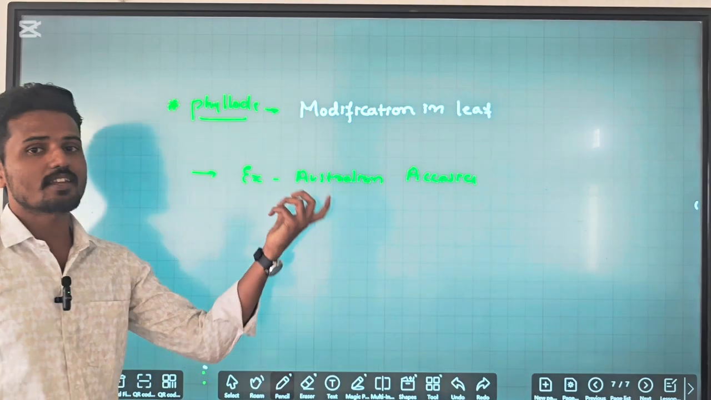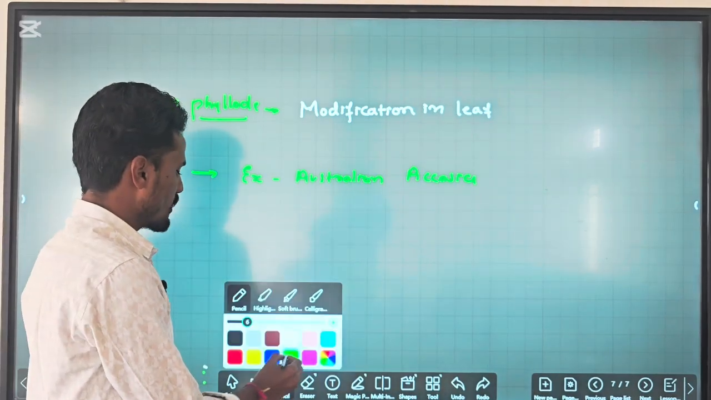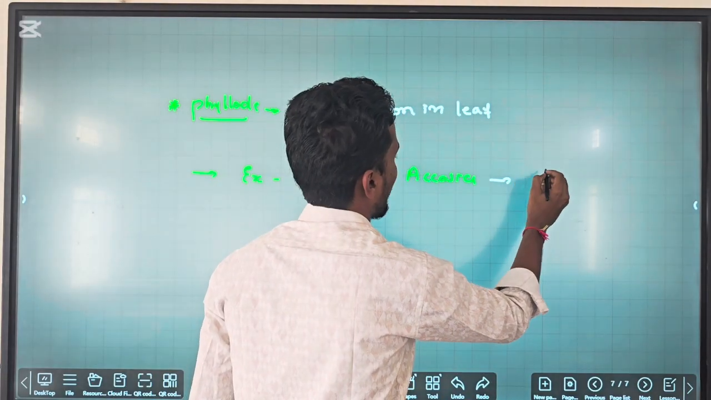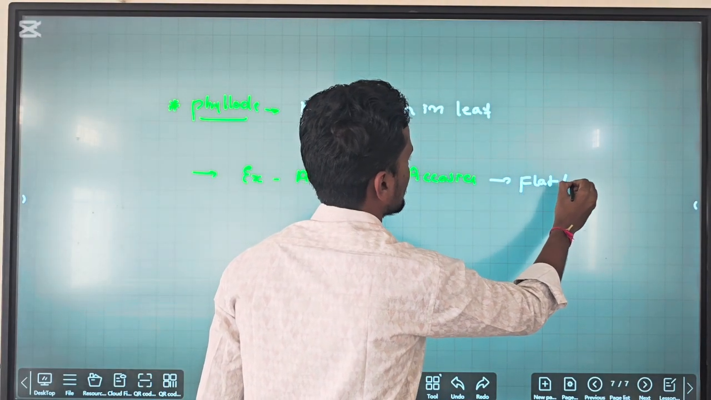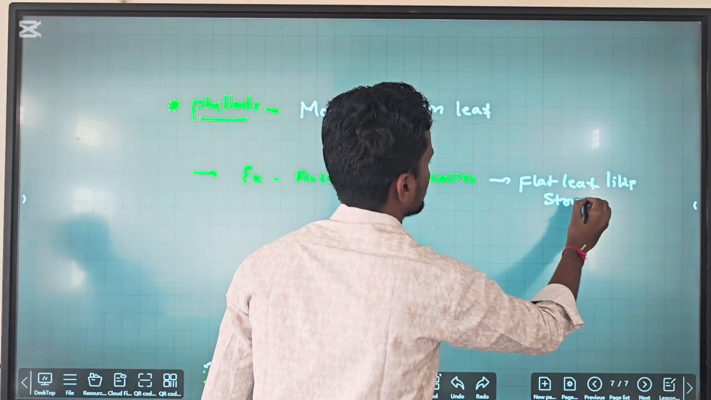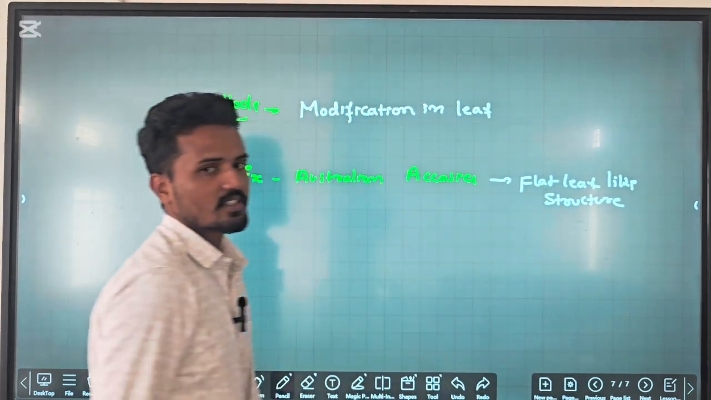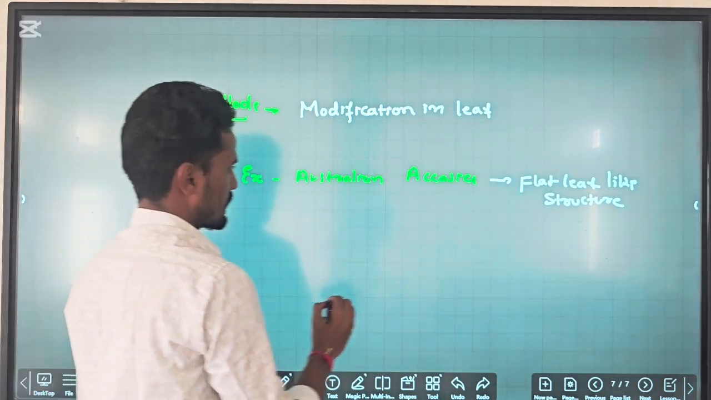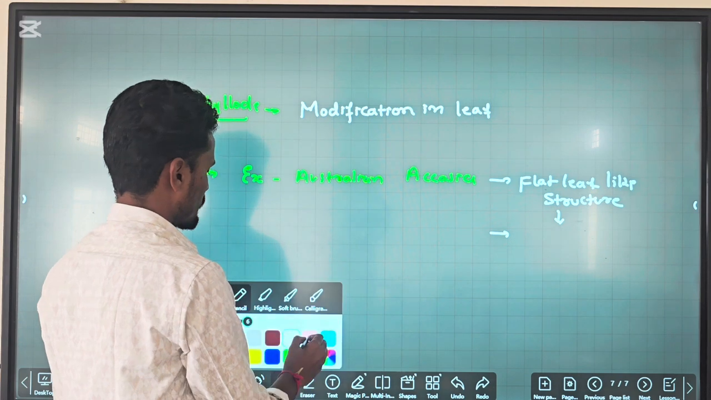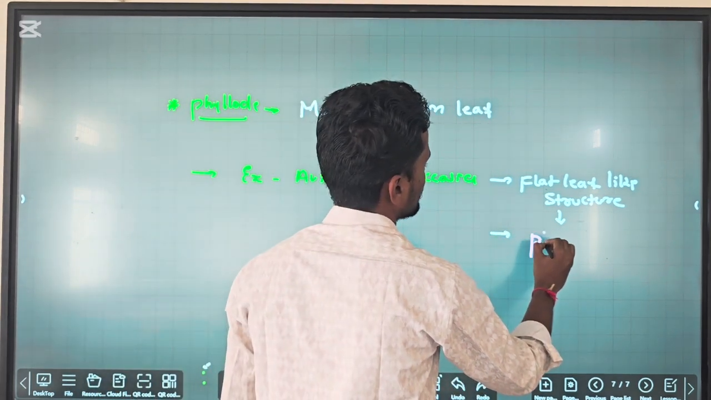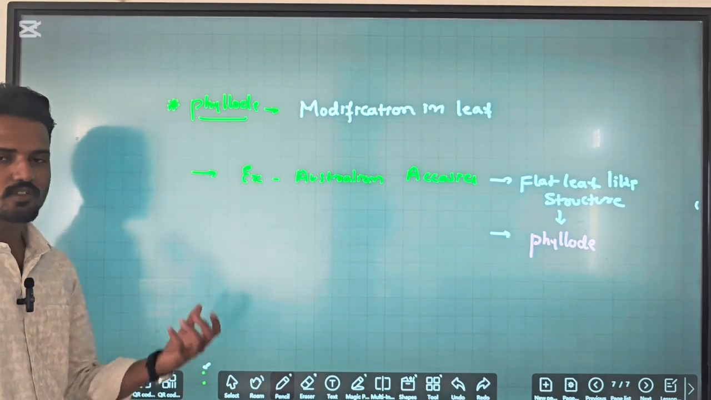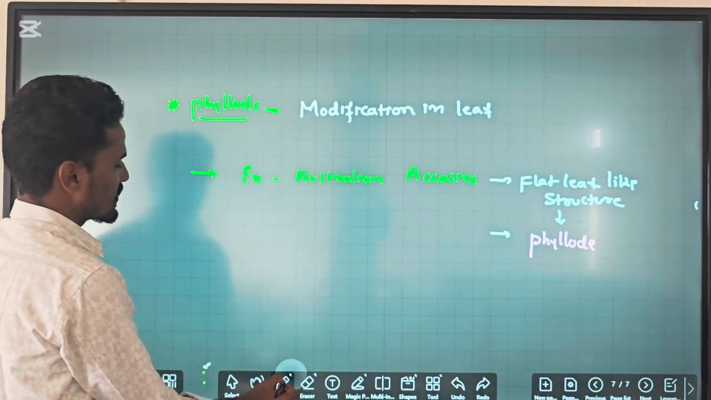In an Australian acacia plant, the petiole is going to convert itself into a flat, leaf-like structure. That particular modified structure is called a phyllodes. We'll see that diagrammatically, how it looks in picture form.